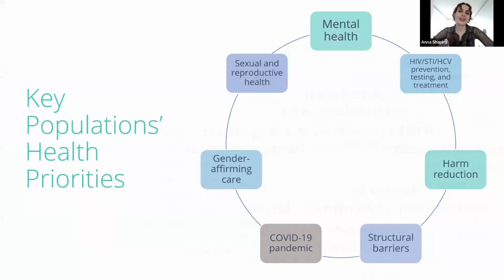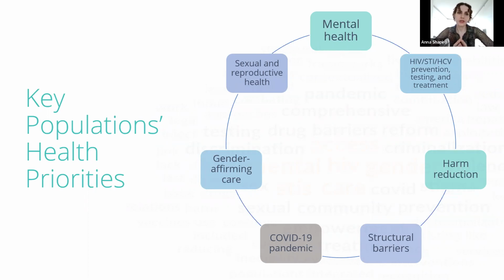Next. So first, I want to look a little bit at some of the overarching health priorities of key populations. Many of these are interconnected. One of the most common priorities cited by participants across the different networks was actually mental health. And although mental health does fall outside of the traditional package for HIV, STI, and hepatitis interventions, it plays a major role in shaping people's access to these services, as well as their vulnerability in general.